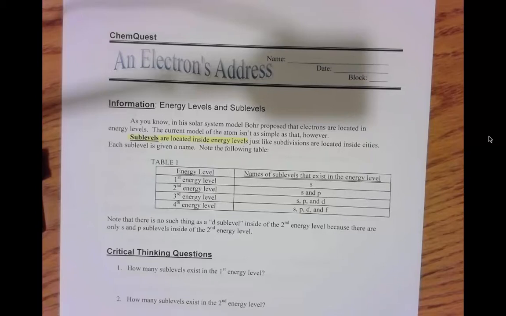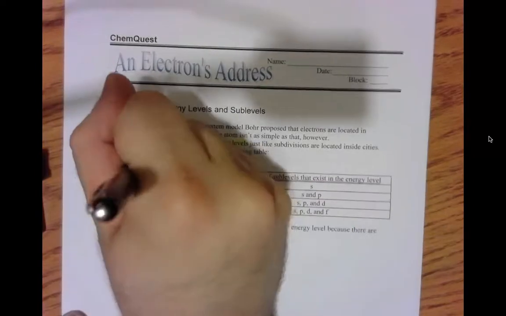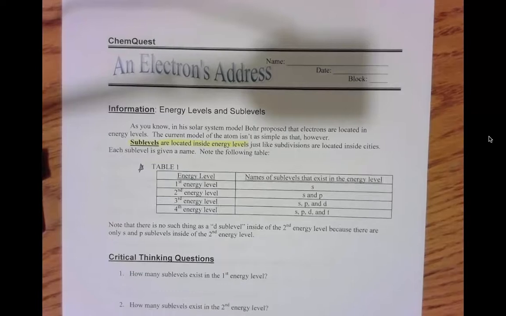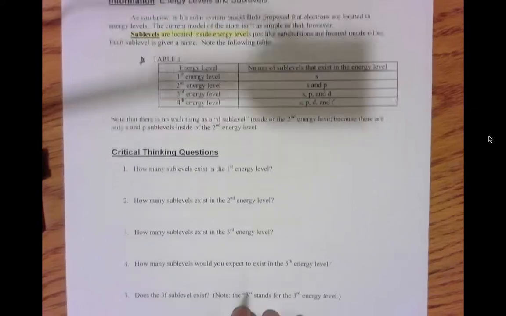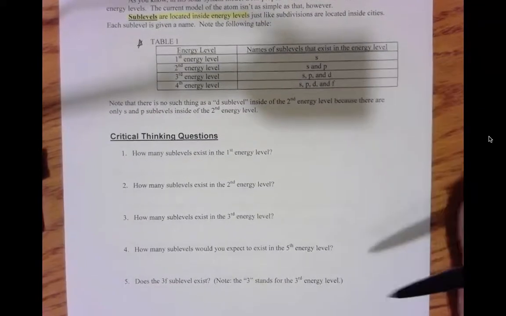So table one just lists a bunch of energy levels and the sublevels that exist in those energy levels. This is something that you are going to have to know. It will not be provided to you. And we can use this table to answer questions 1 through 5. So it's just looking at the table and using the information that it gives us.